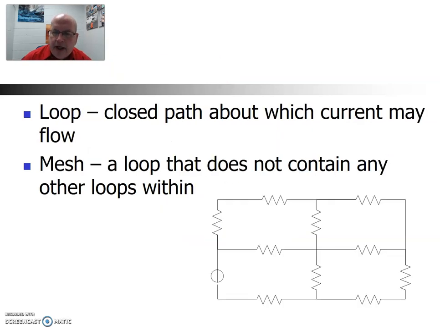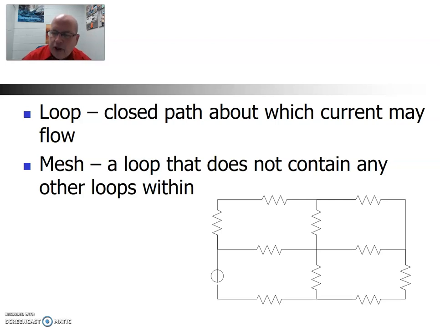So let's take a look at what we do. Well, first of all, in order to understand mesh analysis, you have to say what is a mesh. A mesh is simply a loop, being a path in which current can flow around a circuit. But it's a particular kind of loop. It's a loop that does not contain any additional loops.